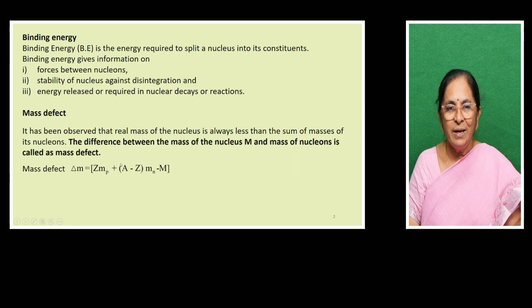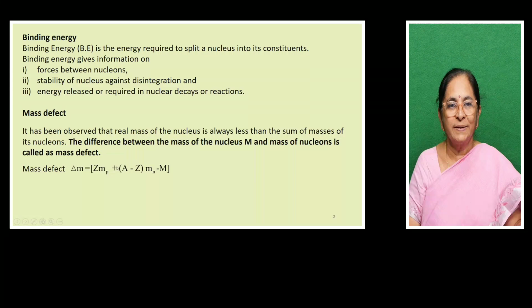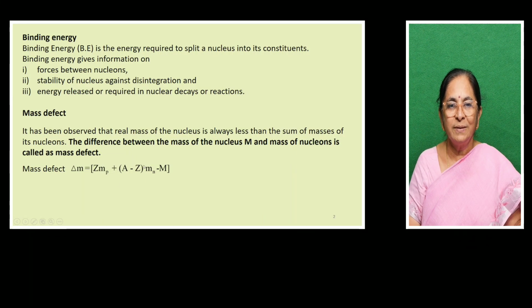If you multiply the number of neutrons with the mass of the neutron, we get the total mass of the neutrons. And we add the total mass of protons plus the total mass of neutrons, or we can say the total mass of the nucleons is always greater than the mass of the nucleus. So the difference between the mass of the nucleus and the mass of the nucleons, as the mass of the nucleons is always greater, gives us the mass defect. Thus mass defect is the difference between the mass of the nucleons and the mass of the nucleus.